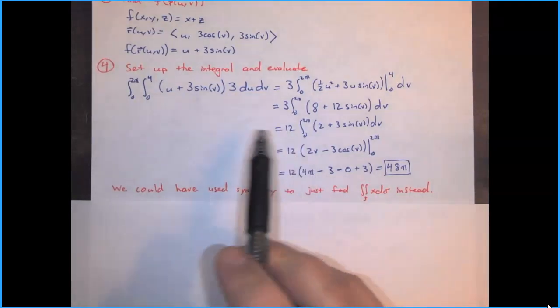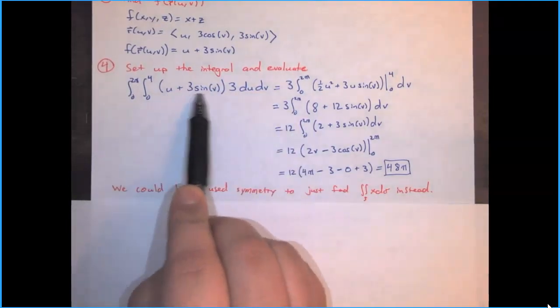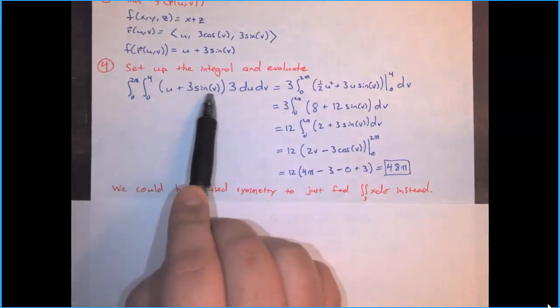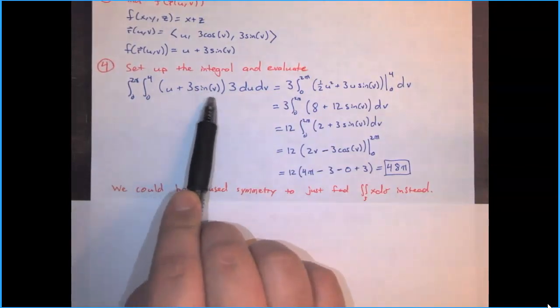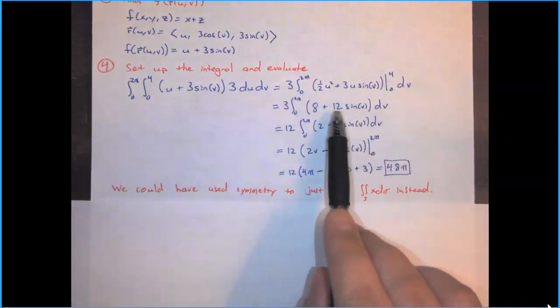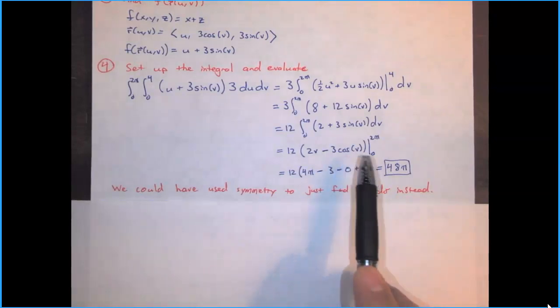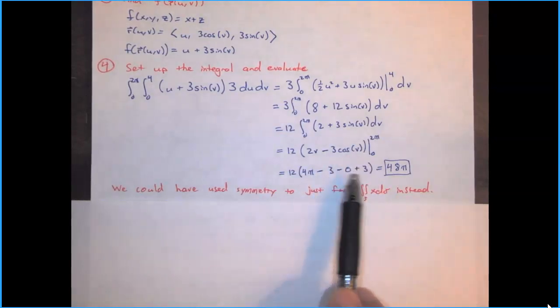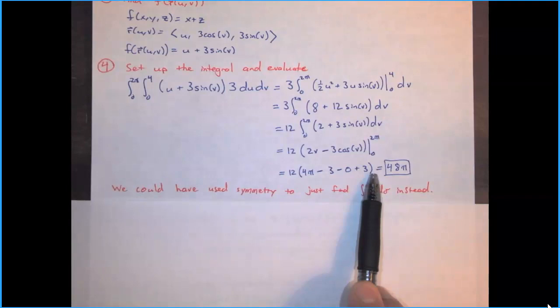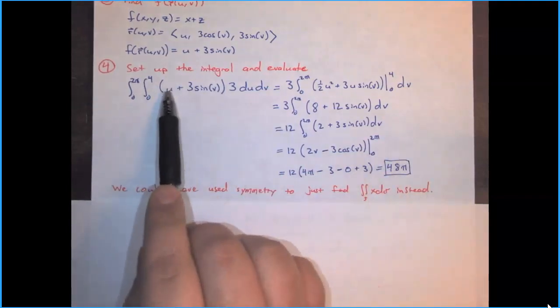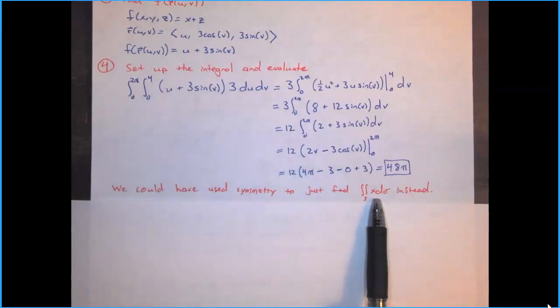But if you look at what we had, this was my x term, this was my z term. Everything involving this z term ended up canceling out. If we trace this, we had 3 sine v, that became 3u sine v, 12 sine v, and so on. When we integrated, we got 3 cosine v, which gave us negative 3 plus 3. It canceled out. So this answer only came from this term u, integrating u. So we could have just integrated x instead.